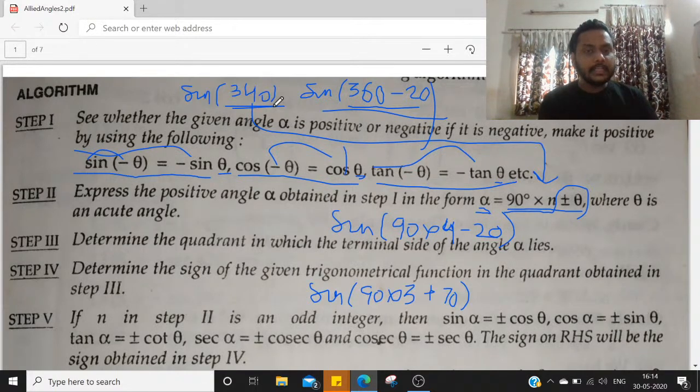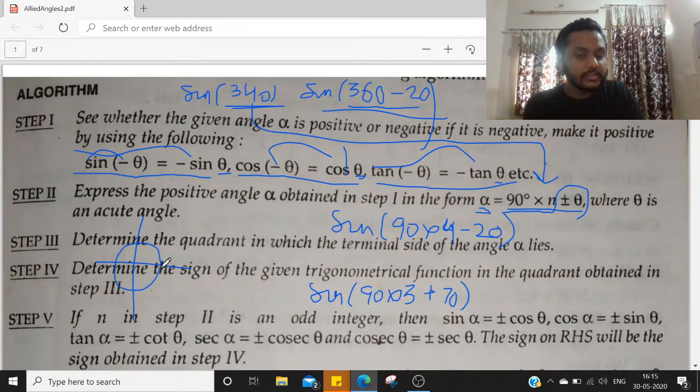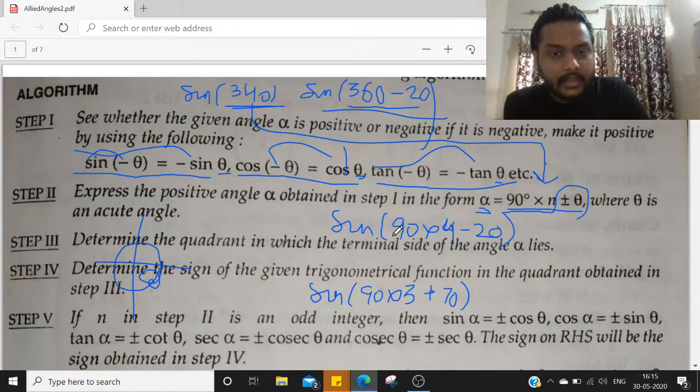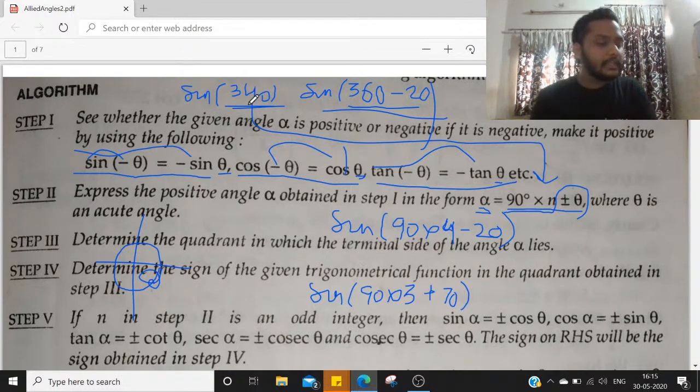The angle that has been given to me, ये angle आपका कौन से quadrant में lie करेगा? Now, if I'm talking about 340 degree, you all know very well which quadrant it lies in. This is 90, 180, 270 and 360. तो 360 से कम है, 270 से ज़्यादा है, आपका angle fourth quadrant में lie कर रहा होगा. Okay, so the angle 340 must be lying in the fourth quadrant.